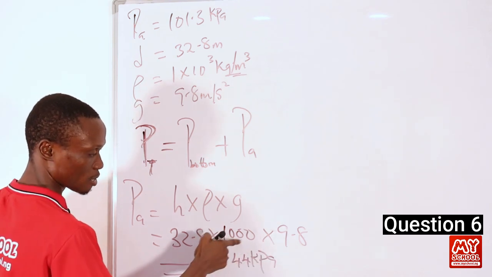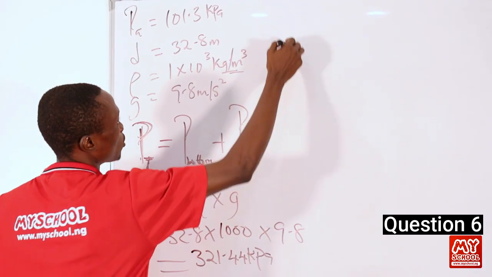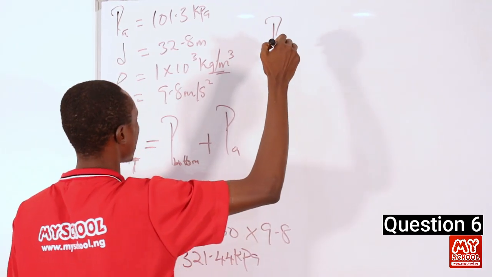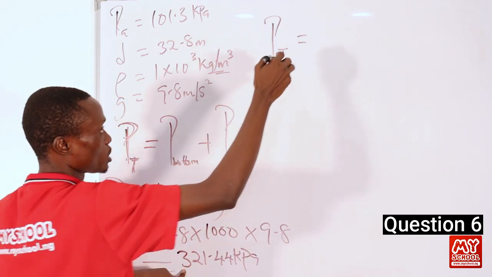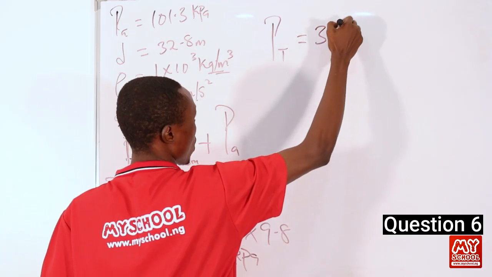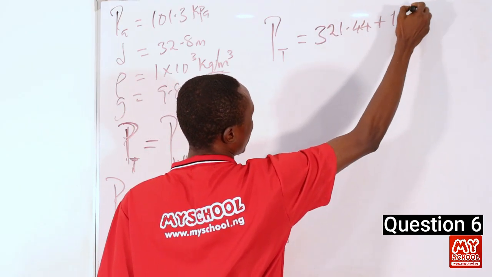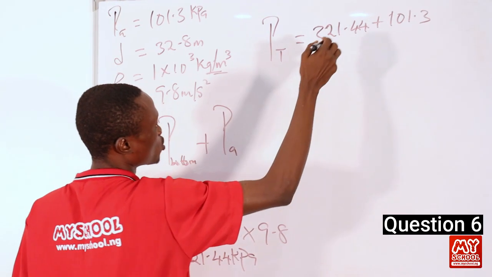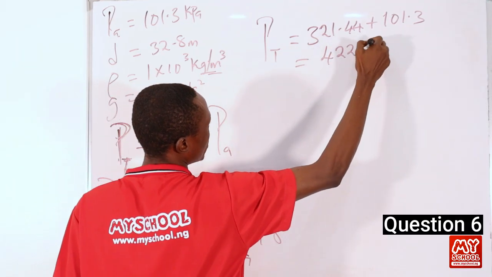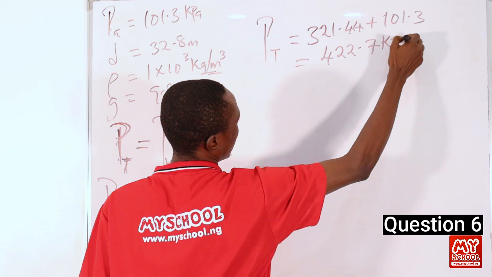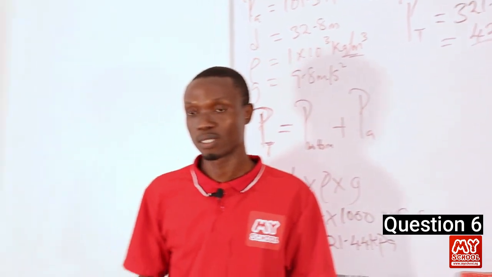Because of the 1000 here, we actually converted to kilopascal. Okay, so the absolute pressure at the bottom of the lake will now be equal to the pressure at the bottom of the lake, which is 321.44 plus 101.3. So adding these two together will give us 422.7 kilopascal.